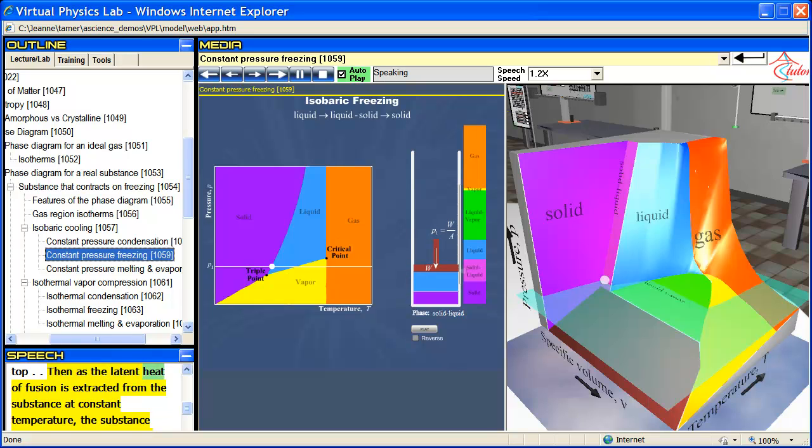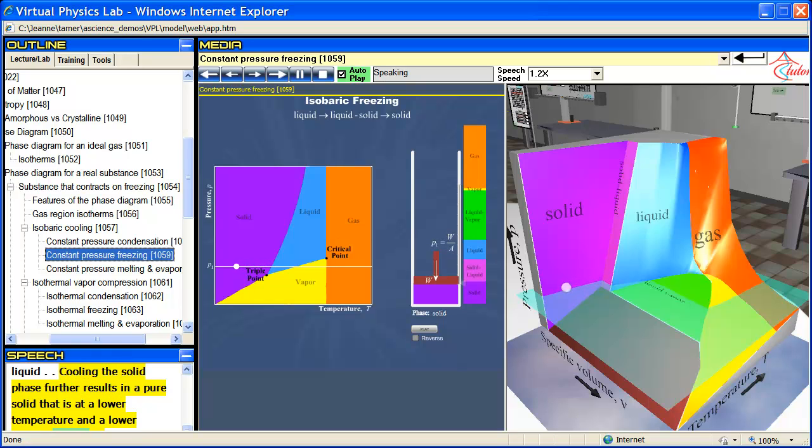Then as the latent heat of fusion is extracted from the substance at constant temperature, the substance gradually changes to a pure solid. At the shown point it is a pure solid. Of course, since this substance contracts on freezing, the solid occupies a smaller volume than the volume that was occupied by the liquid. Cooling the solid phase further results in a pure solid that is at a lower temperature and a lower specific volume.